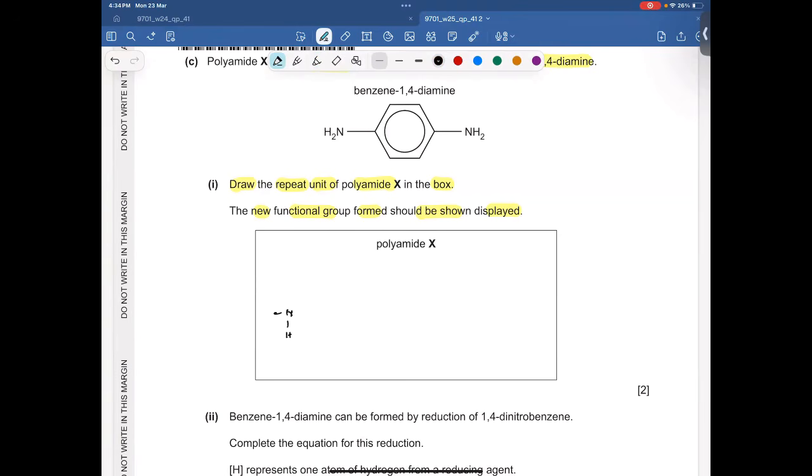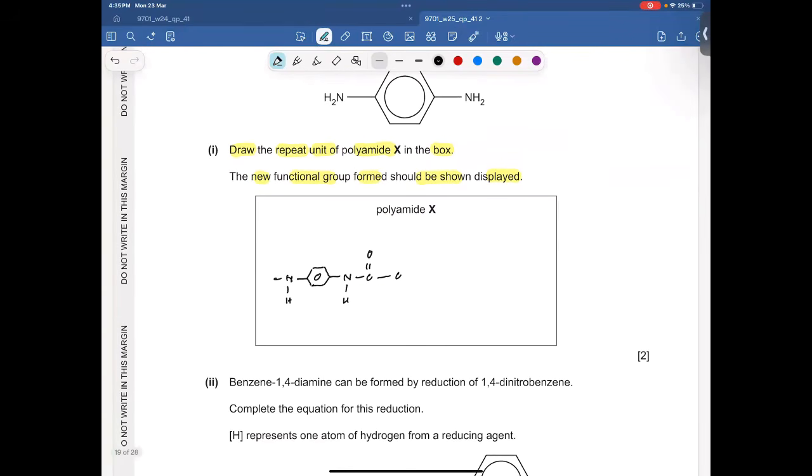NH, benzene ring. This is NH. This is CO. And ethane dioic acid. This is CO. This is NH. This is benzene ring. This is NH. And that is the bond continuation. Okay. So the functional group needs to be shown in a displayed pattern. Okay.